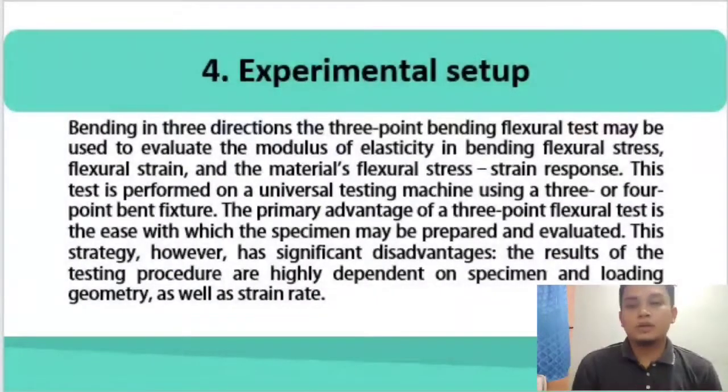Next, for the experimental setup, the three-point bending test is used because the modulus of elasticity in bending and the material's flexural stress-strain response may all be determined using the three-point bending flexural test. This test is carried out with a three-point bend fixture on a universal testing machine. The major benefit of a three-point flexural test is how simple it is to prepare and evaluate the specimen.